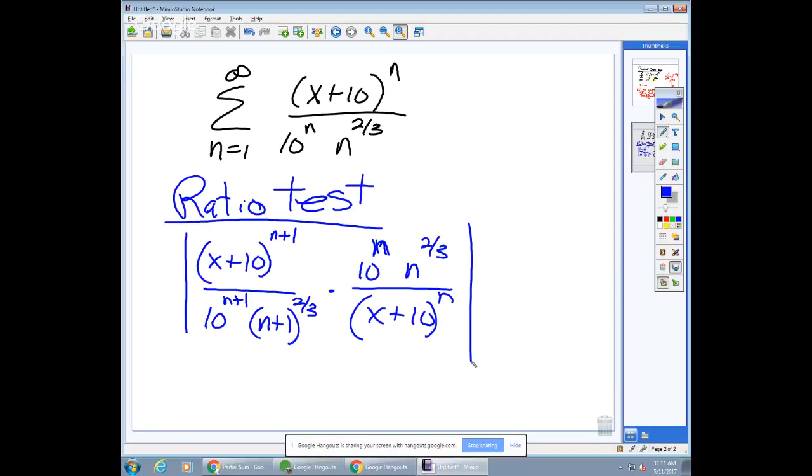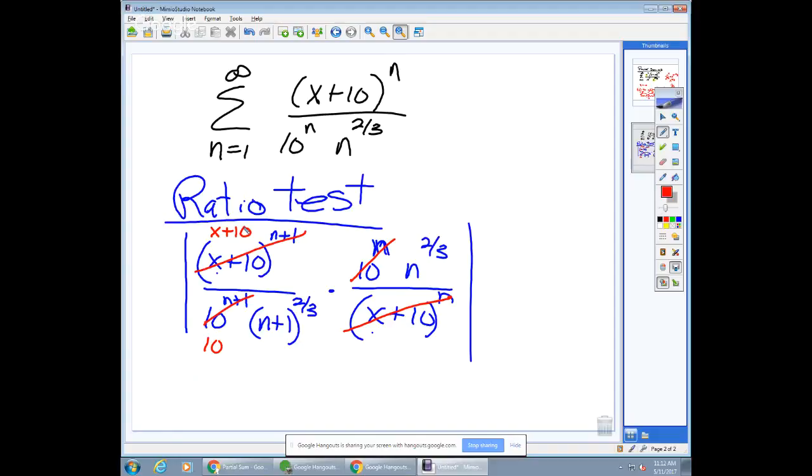Now, there are no alternating terms like a negative 1 at the moment, but I do need the absolute value because at the moment I don't know what x is. X can be any number, so I have to keep the absolute value in there for now. And then what gets crushed here? Well, 10 to the n goes into 10 to the n plus 1 10 times. And then (x plus 10) to the n goes into (x plus 10) to the n plus 1, leaving behind an x plus 10.